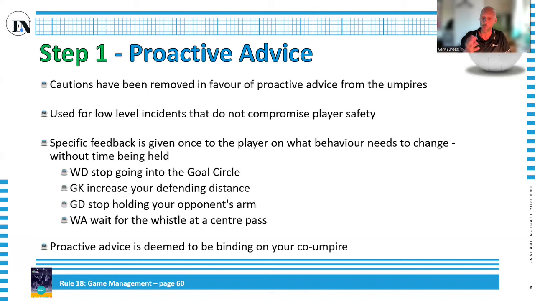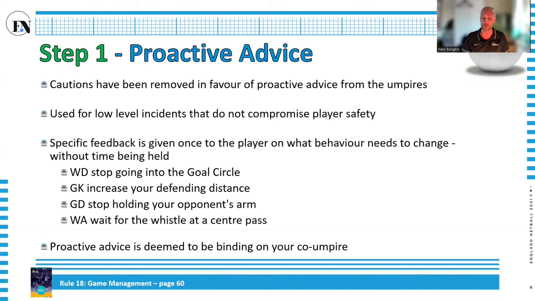Okay? Now, with proactive advice, only one piece of proactive advice can be given to the same player by either umpire. Okay? So if I give a player proactive advice, they cannot get it from my co-umpire and they only get it once. If that player then does anything else, you're looking at other parts of the game management ladder. Now, the reason that's important is because you've only got it once, so you've really got to try and use all of your effective umpiring techniques before you go on to proactive advice. Okay, that first step on the game management ladder.